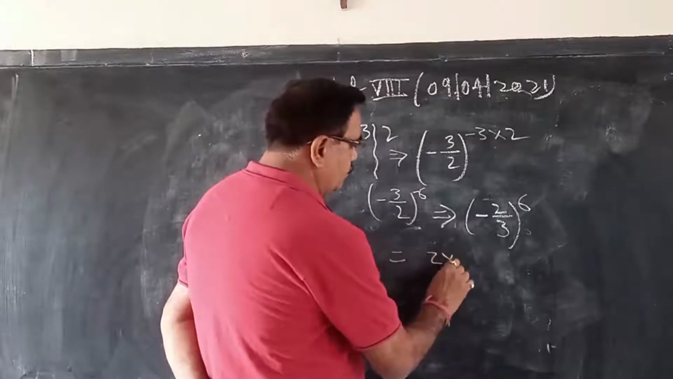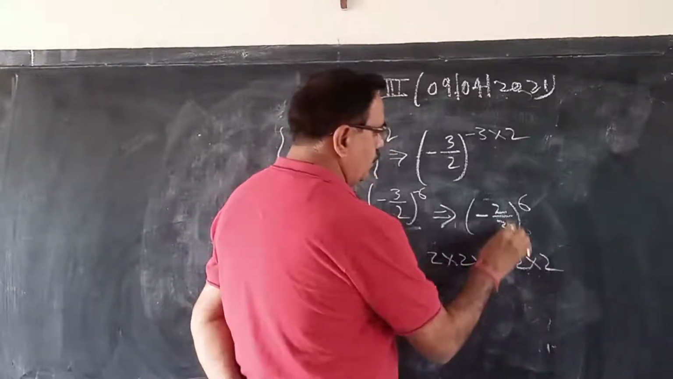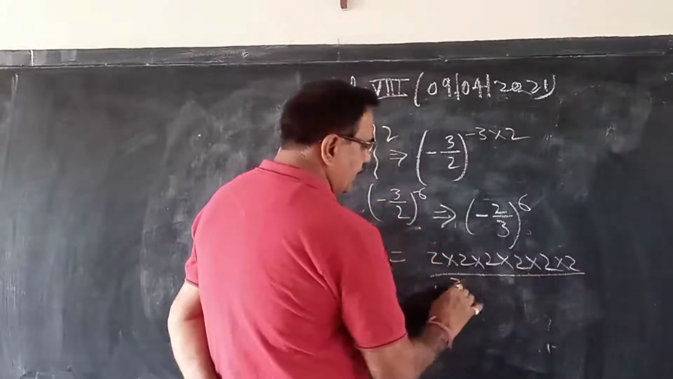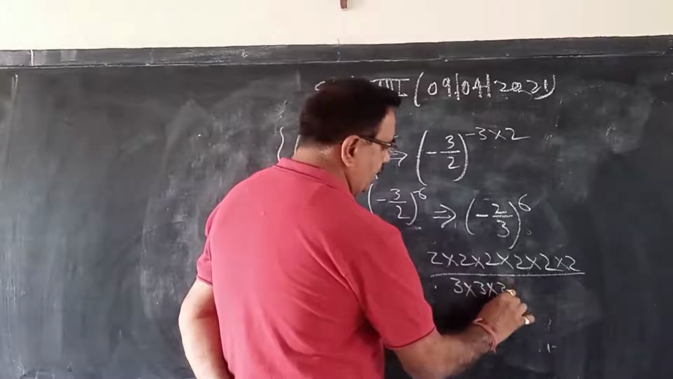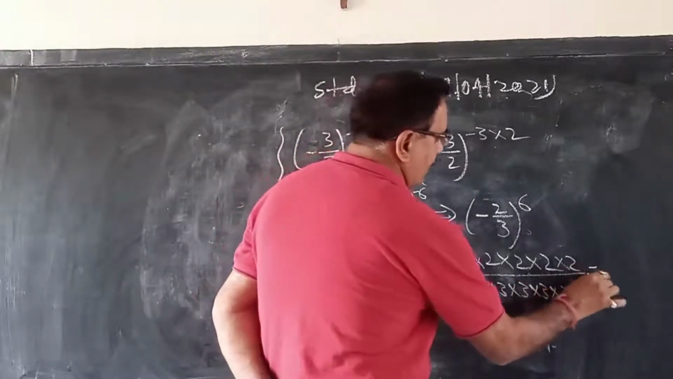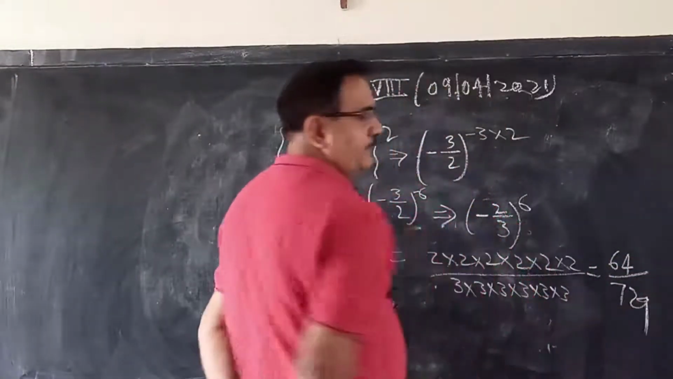Now 2 into 2 into 2 into 2 into 2 into 2, that is 6 times. And 3 into 3 into 3 into 3 into 3 into 3. When you multiply, this is 64 by 729.